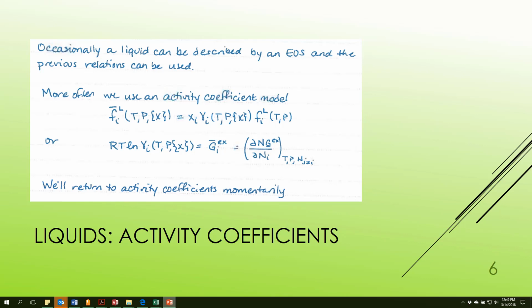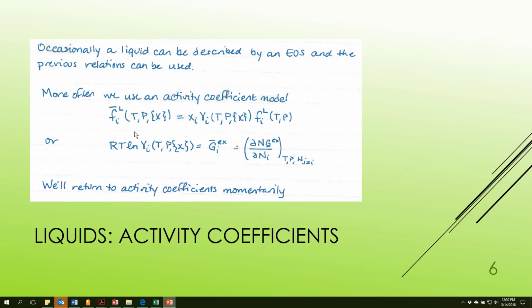Liquids can be handled in a couple of ways. Sometimes we can actually use an equation of state. Unfortunately, equations of state tend to not describe liquids very well. So we instead often use an activity coefficient model. Now, the activity coefficient model says I'm going to take x times the pure liquid fugacity and then multiply that by gamma, where gamma is the activity coefficient.